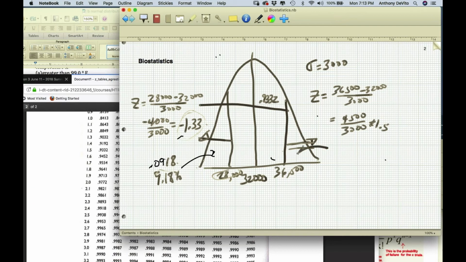So the area to the right is going to be 0.0768, I believe. Okay, that should work. About 7.5, a little more than 7.5%. Right. So about 7.5% of these teachers are making more than 36.5. About 9% of them are making less than 28,000.